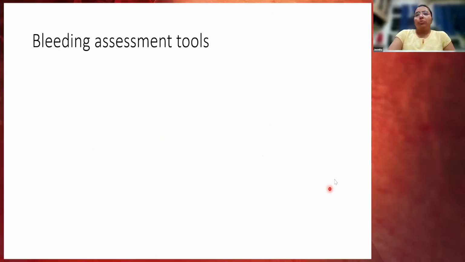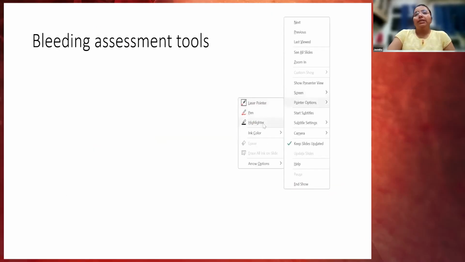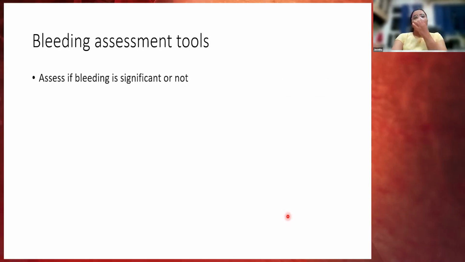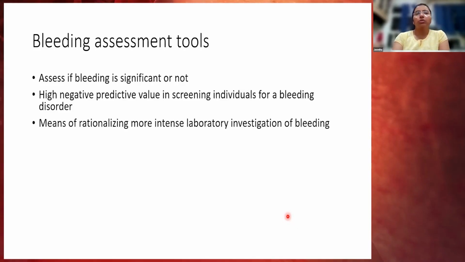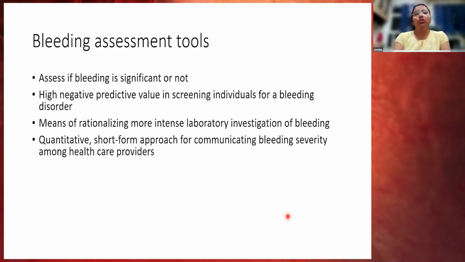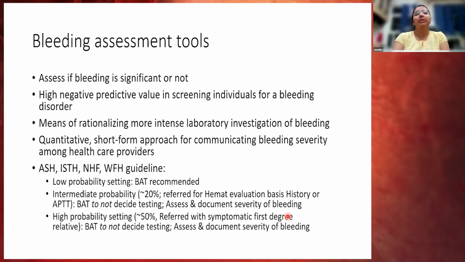Now, coming on to the bleeding assessment tools. So why do we need bleeding assessment tools? They assess if bleeding is significant or not. And these tools have a high negative predictive value in screening patients with a bleeding disorder. The investigations are multiple and they are not available at all centers. So the BAT score becomes a tool to rationalize intense laboratory investigations. It is also a short-form approach to communicate between healthcare providers what the bleeding severity actually is. So the higher the BAT score, the higher the patient's bleeding severity.